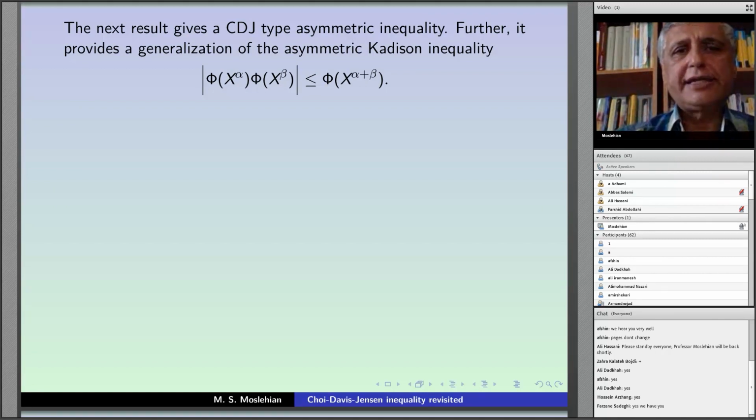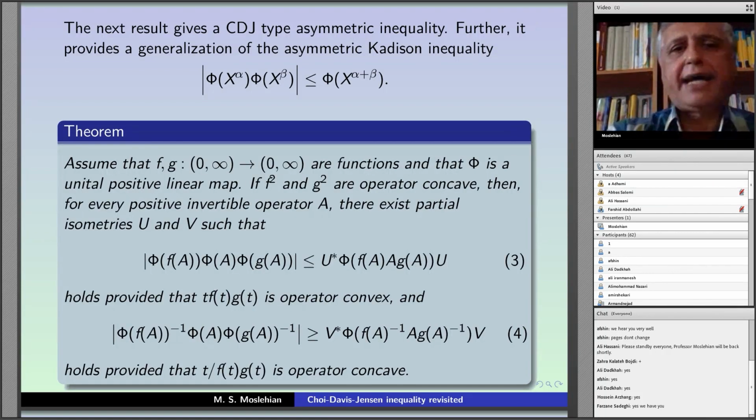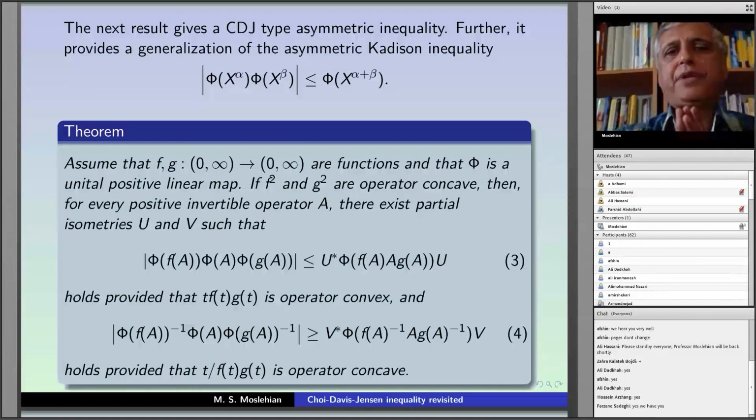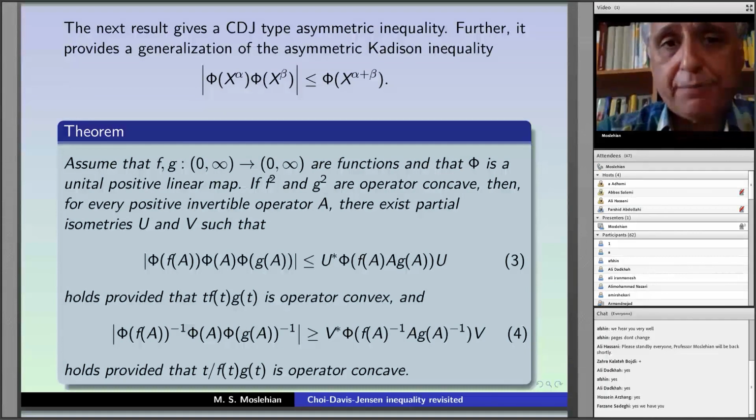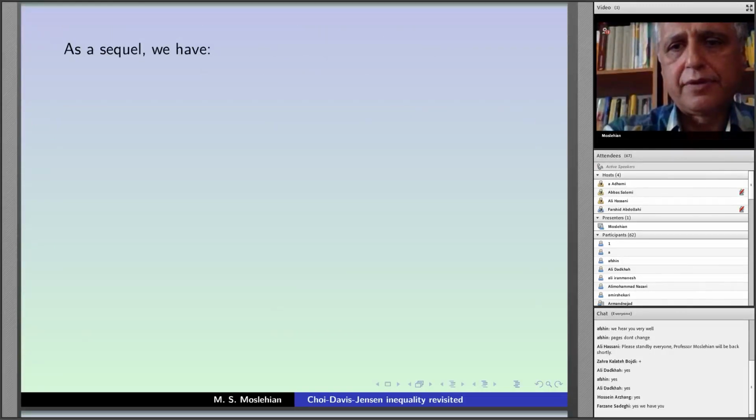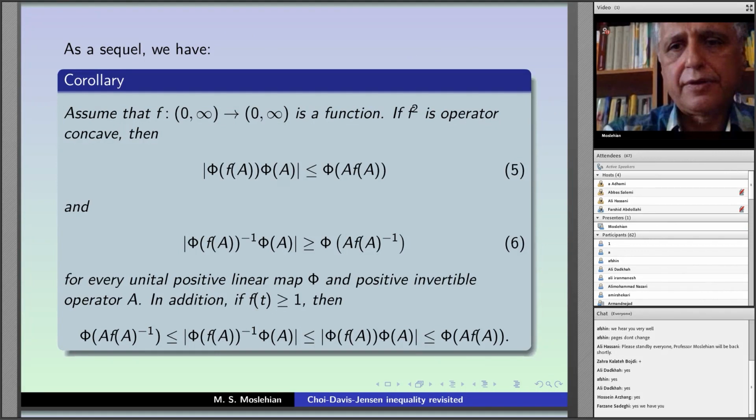The next result gives a CDG type asymmetric inequality. Asymmetric inequality says that if we have a positive operator X and a positive linear map phi, then we have this inequality. Another generalization is given here. Another consequence of our result is this.